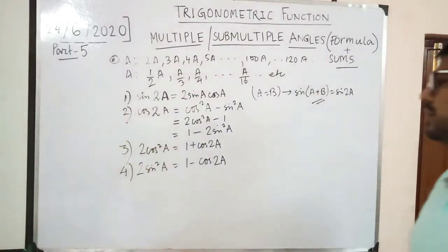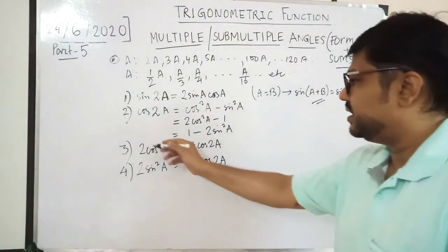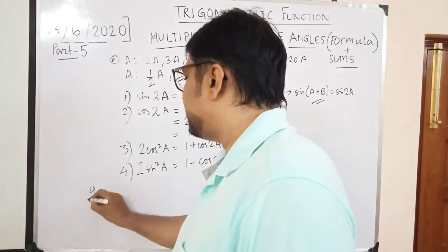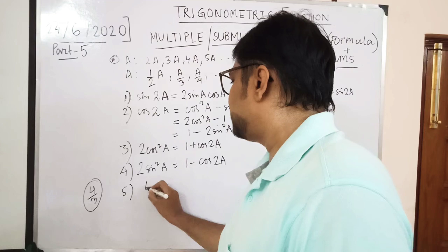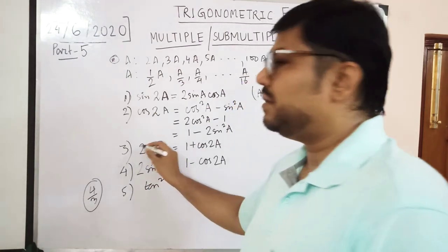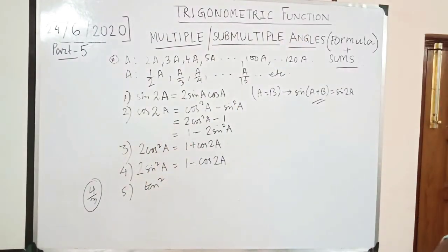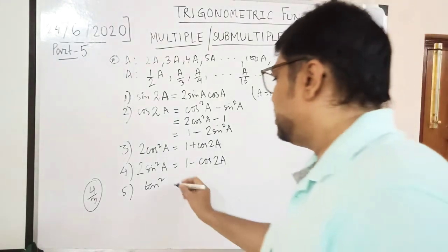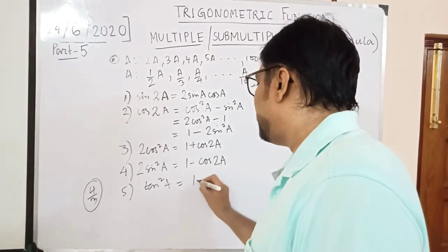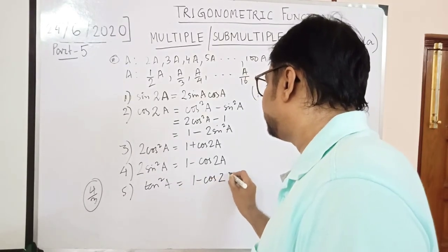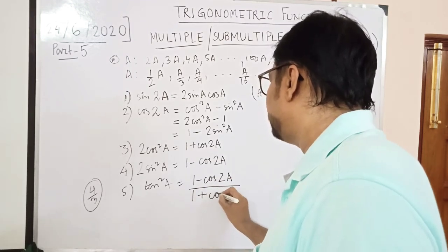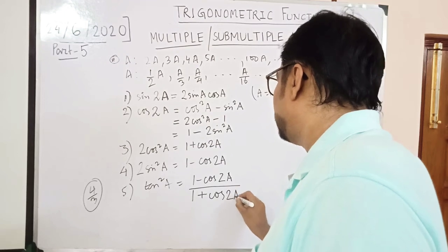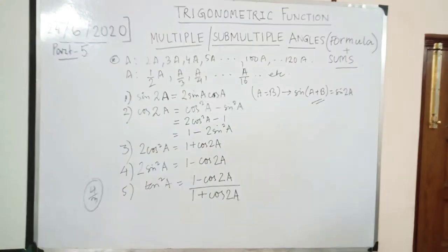Now if I perform a division, that is 4 by 3, I get tan square A. Just see what I get: 2 sin square A by 2 cos square A. 4 by 3 means formula line 4 divided by formula line 3. So I get tan square A, which is equal to 1 minus cos 2A by 1 plus cos 2A. So this is tan square A.